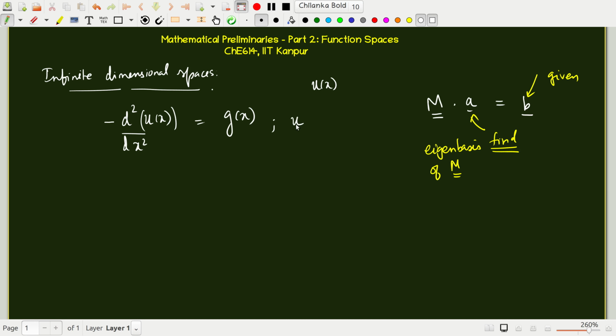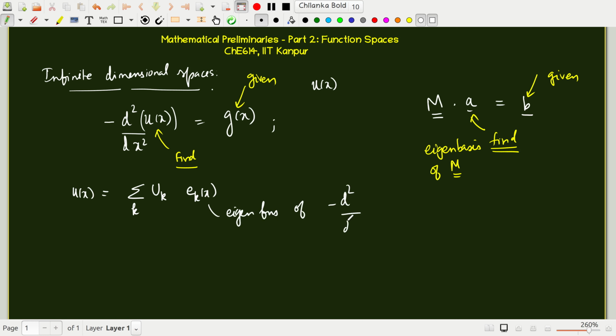Let's say the task is that this is given and you need to find this. That is typically what we call a differential equation. You want to find the function which satisfies the differential equation. Now this function u of x is expanded in terms of uk times ek of x. These are the eigenfunctions of the operator minus d squared by dx squared.